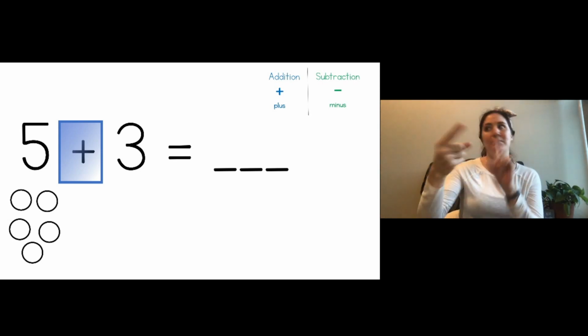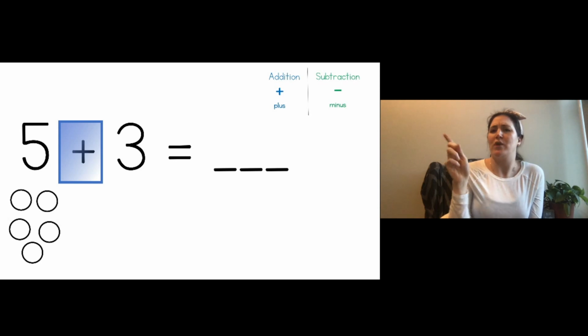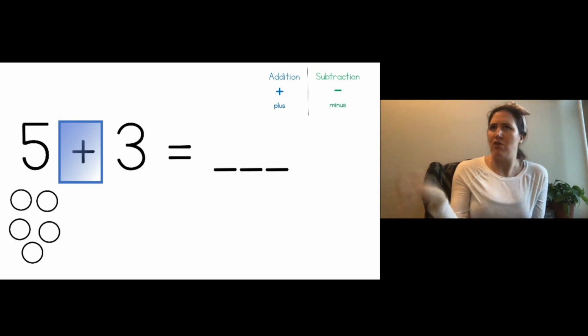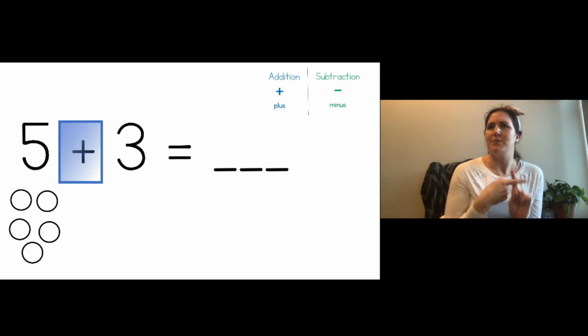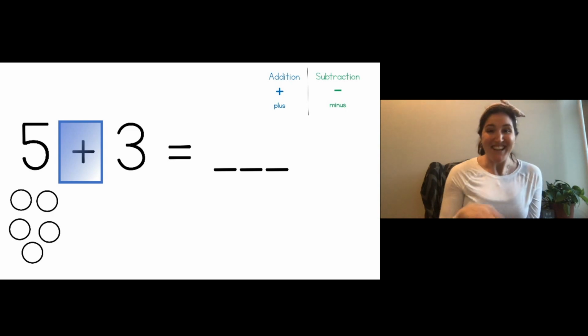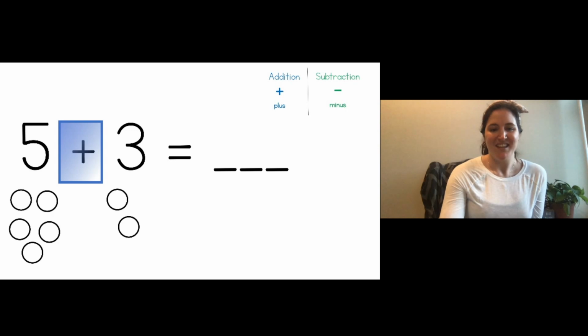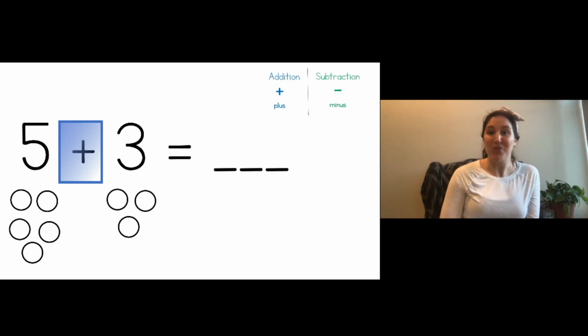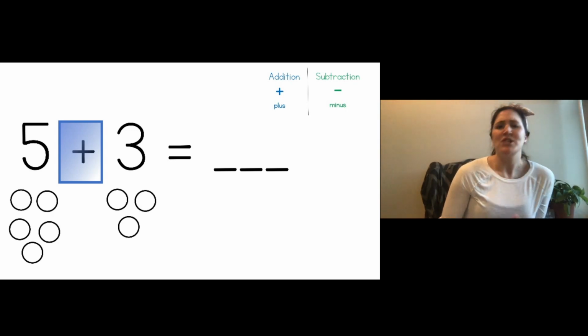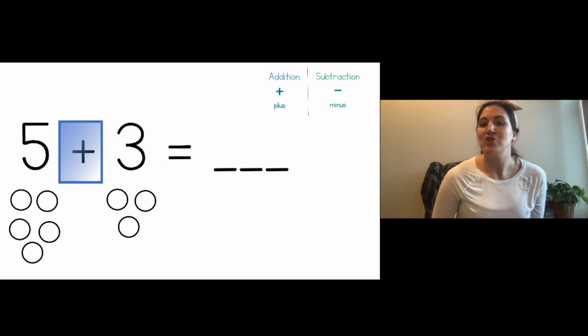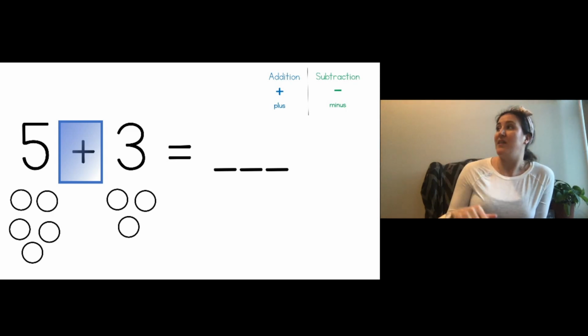Okay, and then if it says plus 3, are you going to draw 3 more or are you going to cross off 3? Plus, plus. Plus means you're adding, so you need to draw 3 more. Draw 3 more circles. Very good. Okay, so I drew 3 more circles just like yours. So now that we have the group of 5 and the group of 3, we need to count how many there are all together. Do it. Count how many there are all together.